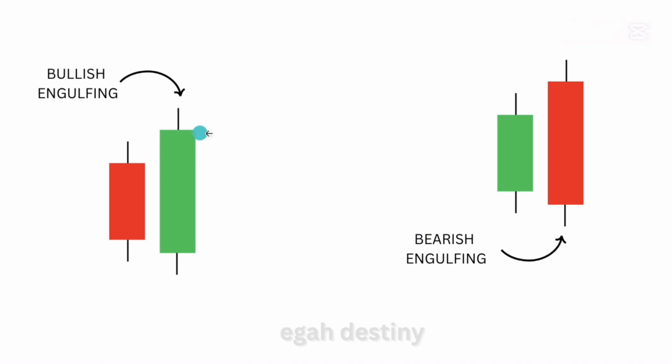Now, this can signal a trend reversal when analyzing your chart because the strength of this bullish candle emphasizes the strength and the activeness of buyers in the market.